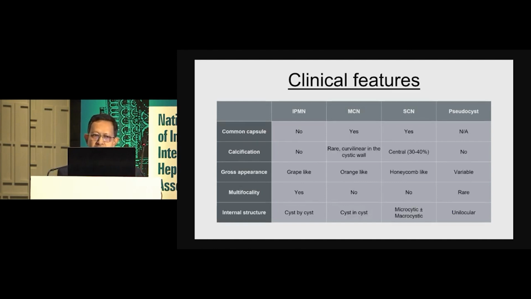There are some fancy terms which we can use to describe the gross appearance. IPMN usually has a grape-like appearance, MCN can have an orange-like appearance, and SCN can have a honeycomb-like appearance. The internal structure to describe IPMN is usually cyst by cyst. For MCN, it is cyst in cyst.